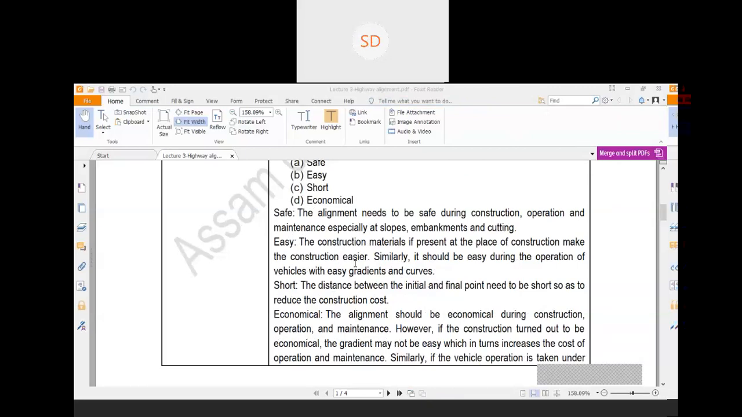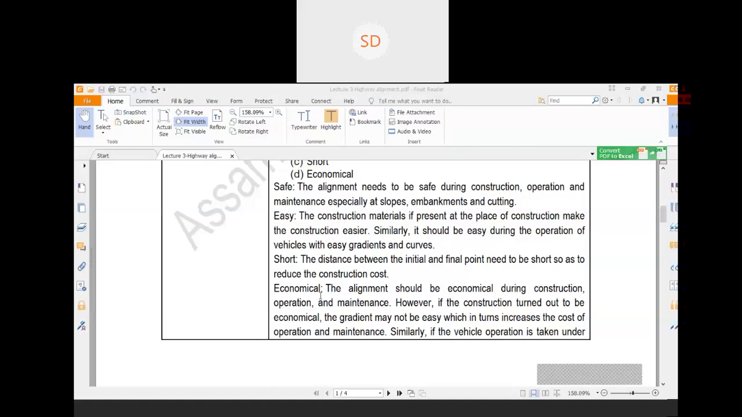Now the next one is easy. Easy means that whenever you are constructing a road or an alignment, it should be very easy in terms of construction, maintenance, and vehicle operation. If the construction materials are present at the place of construction, it makes the construction much easier. Similarly, it should be easy during the operation of vehicles, with easy gradients and curves. If the curves and gradients are easy, the vehicle operation would also be easy because the vehicle can easily overcome them. Now short: the distance between the initial and final points needs to be short. This is the primary point. And economical: with all these considerations, your alignment should be very economical.